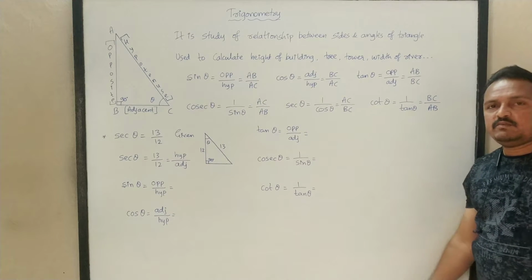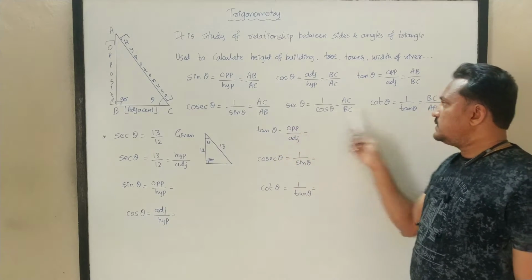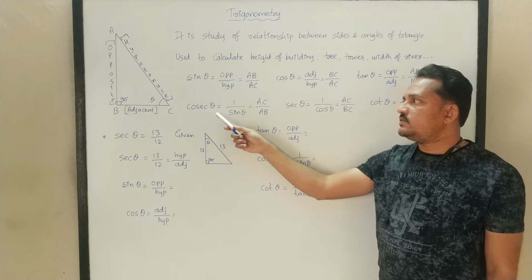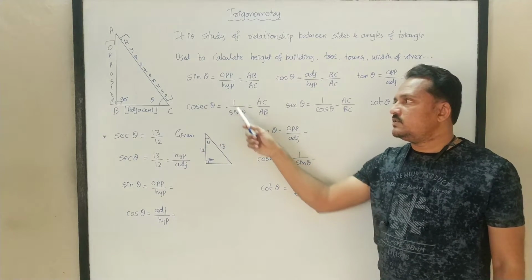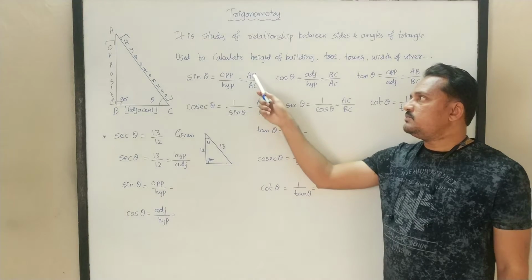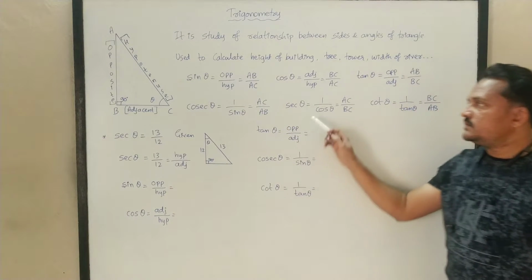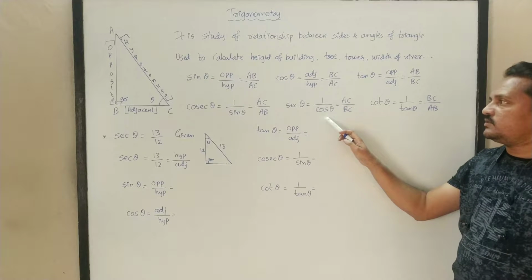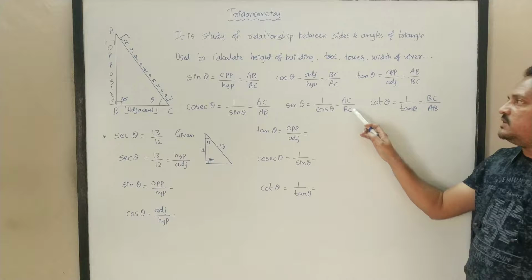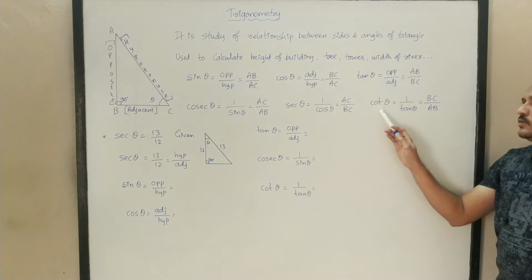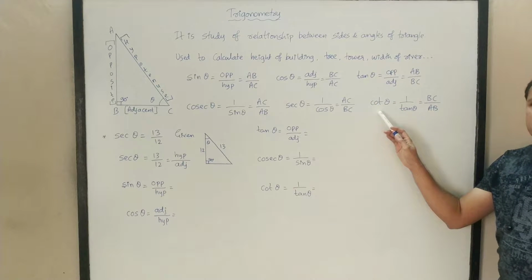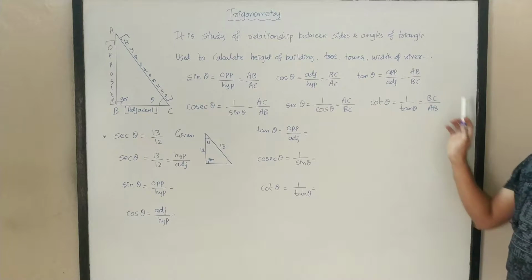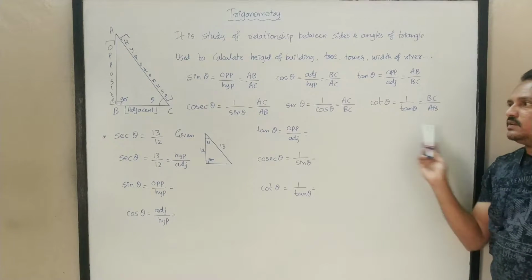These three are important, we have to remember, and the other three are exactly the reciprocals of these. So cosecant of theta, or cosec theta, is 1 by sine, the reciprocal of this one, AC by AB. Then secant of theta, or sec theta, is the reciprocal of cosine of theta, AC by BC here. Then cotangent, or in short cot theta, is 1 by tan theta, BC by AB. So according to this diagram we write like this.